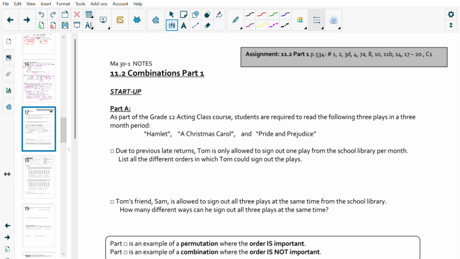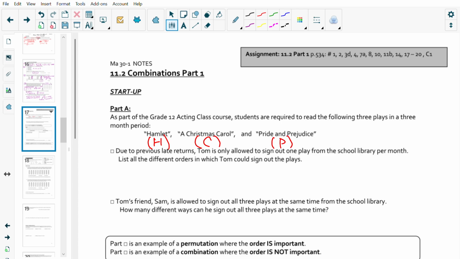Okay, we're on to the next section, 11.2 Combinations, Part 1. Let's do a little bit of startup here. As part of the grade 12 acting class course, students are required to read the following 3 plays in a 3-month period. Hamlet, let's call it H, A Christmas Carol, C, and Pride and Prejudice.